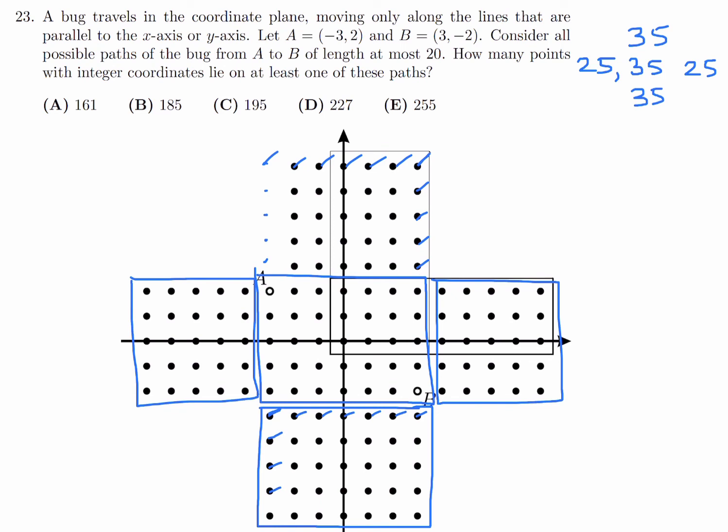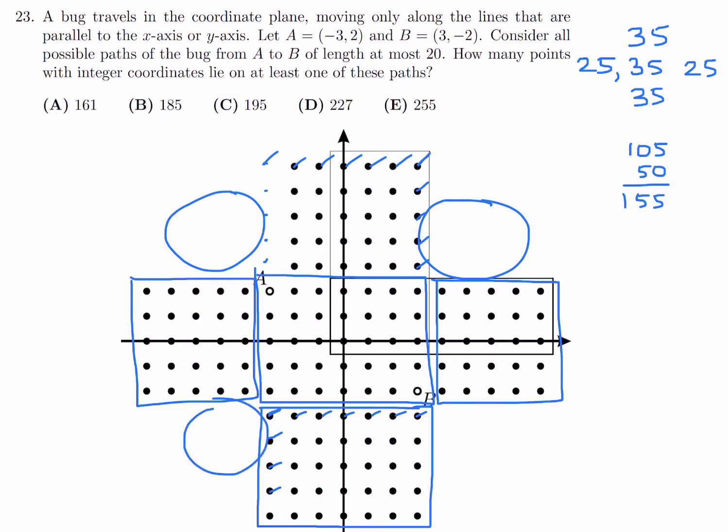Now let's see if we are at the answer choices. 35 times 3, which is 105, plus 2 times 25, 50. And that's going to be 155. But 155 is not one of the answer choices. So that means I've got to add more. Okay? Let's think about how to add more. Probably in these areas, I could add a few more.